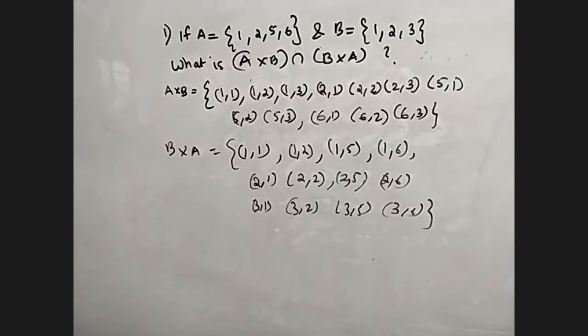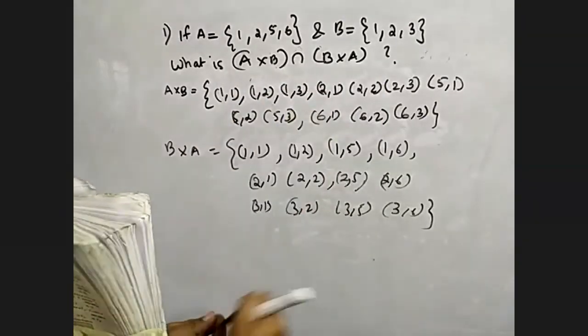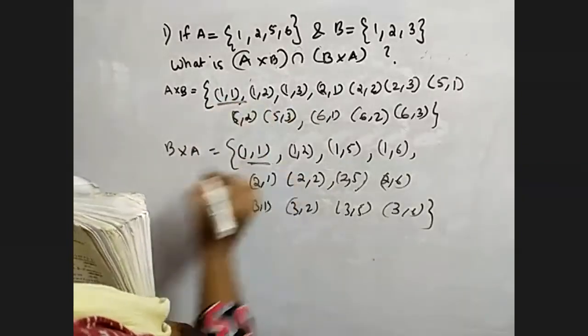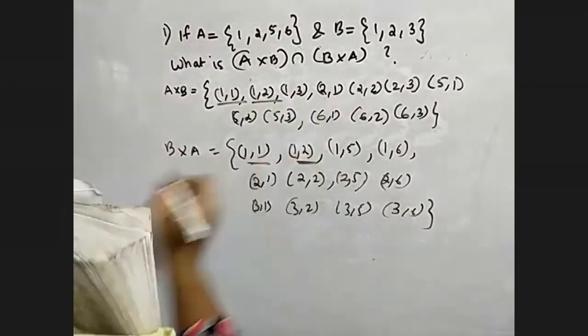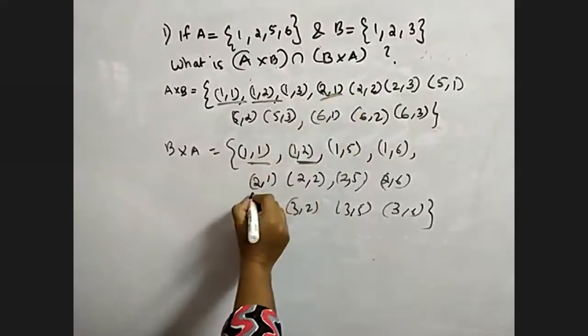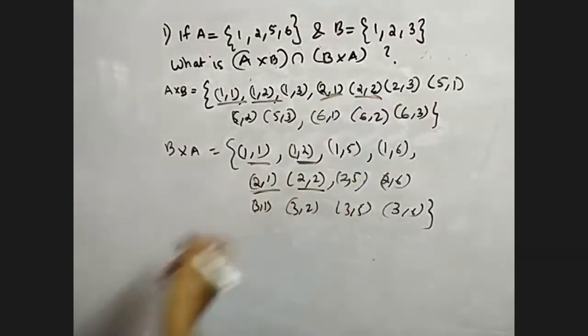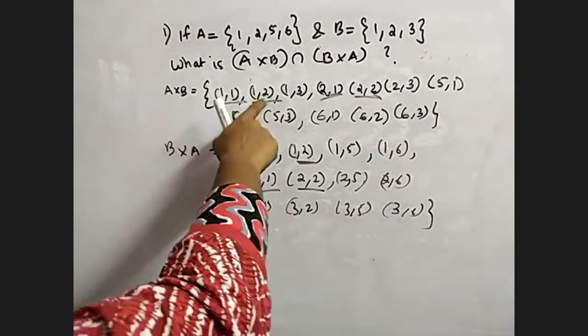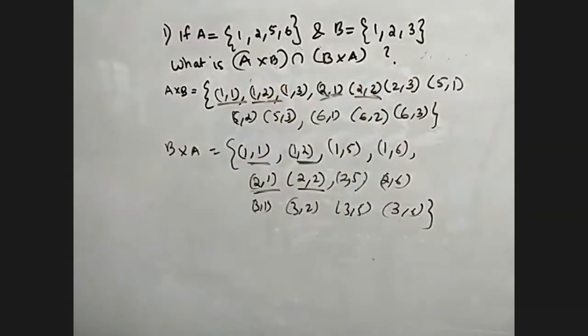Now find the intersection. A cross B intersection B cross A means what are common here? 1 comma 1 is there, 1 comma 2 is there. Any other elements common here? 2 comma 1 is common. 2 comma 2 is common. Anything else? No, ma'am. So our answer, the intersection, is 1 comma 1, 1 comma 2, 2 comma 1, 2 comma 2.